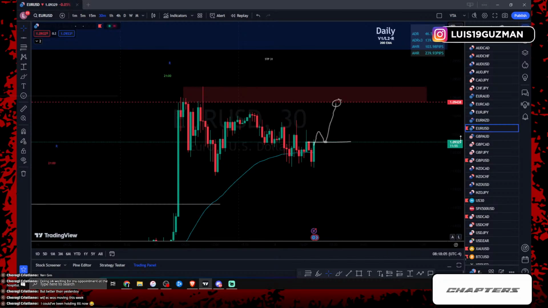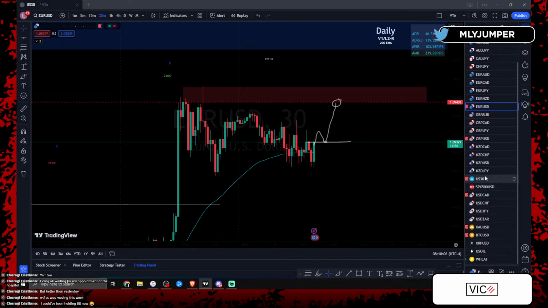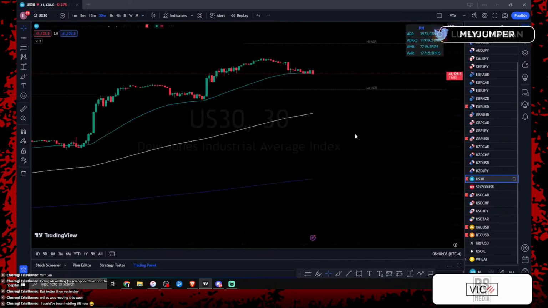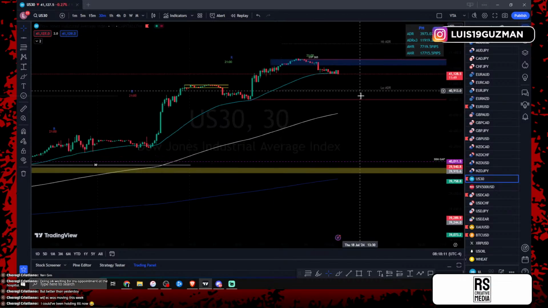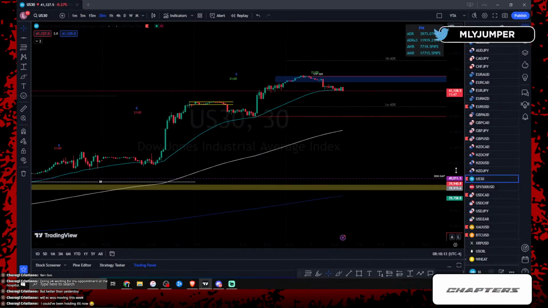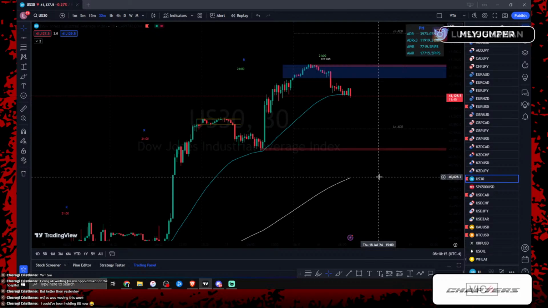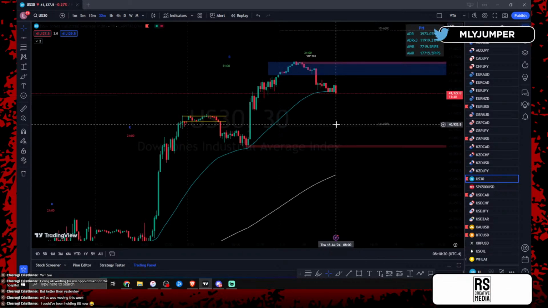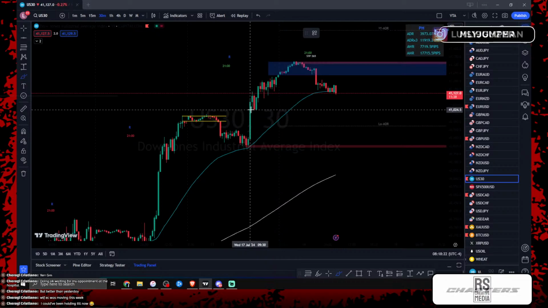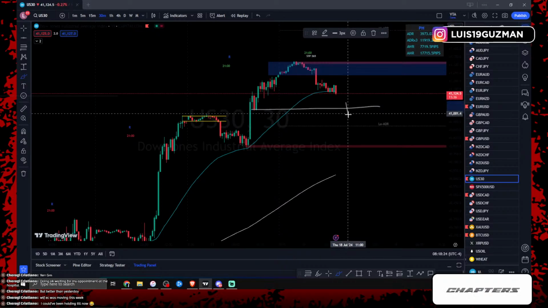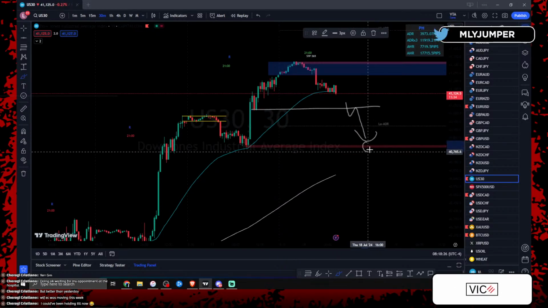Look, US 30 is bearish for now. If we compare what US 30 is doing today to what it did yesterday, it's the exact same thing, right? So I'm not really focused on US 30, unless we start breaking, for example, once we break these lows, then I'll say yeah, we could do something like this to go back down to here.